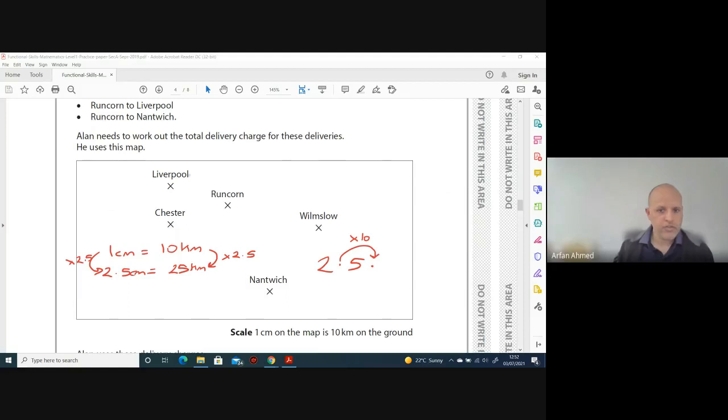So then we have to do Runcorn to Nantwich. Let me delete this, 1 second. Hopefully you've got this on your page already. I'm going to delete it. So then we do another line from Runcorn to Nantwich. Where's that? From here to here. Yeah, and just measure that.